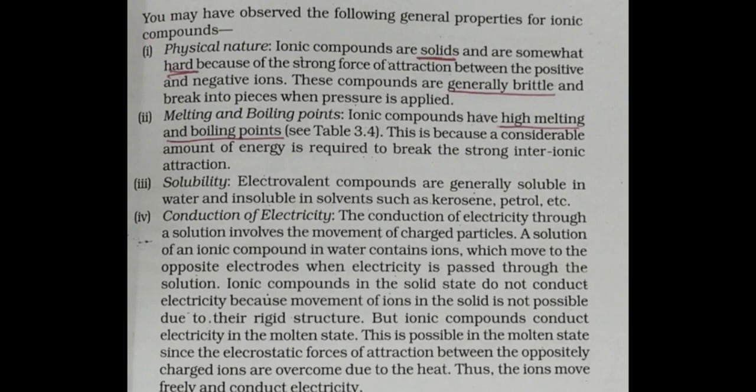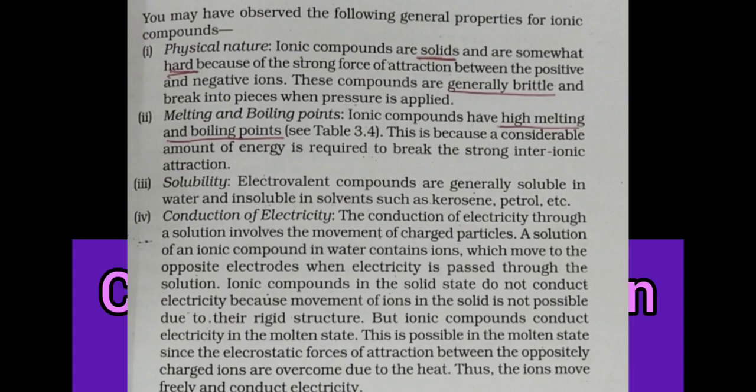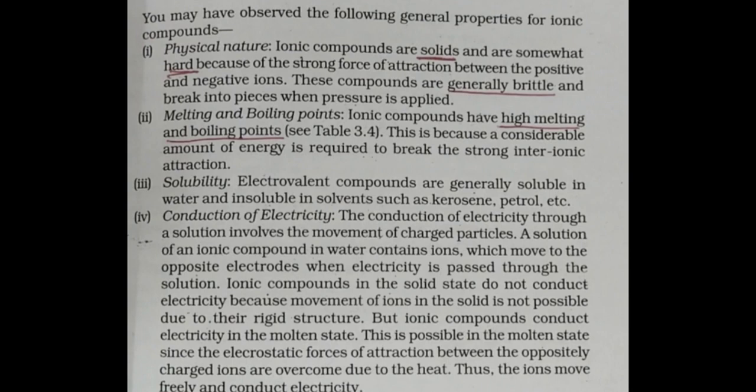Conduction of electricity, if we talk about, the conduction of electricity involves the movement of charged particles. We know that ionic compounds in water contain ions. They can move to opposite electrodes when electricity is passed through the solution. And in solid state, they will not be able to conduct electricity because they are not in the ionic form. In molten state, it can have ions so that it can carry electricity also. So we can say that ionic compounds in molten state can conduct electricity.